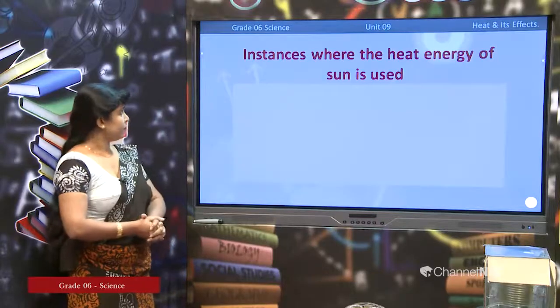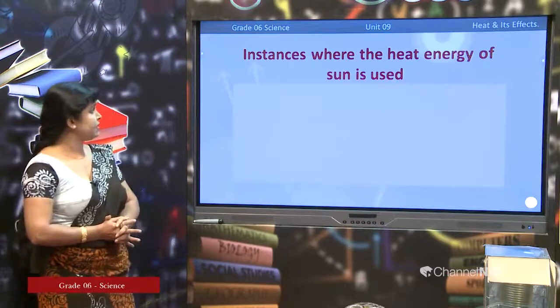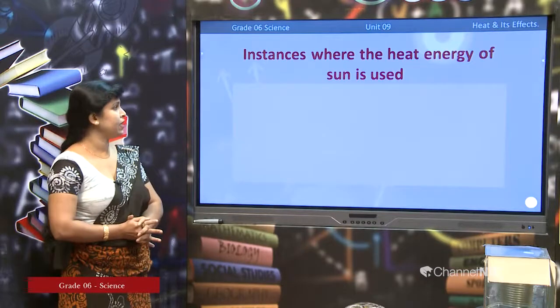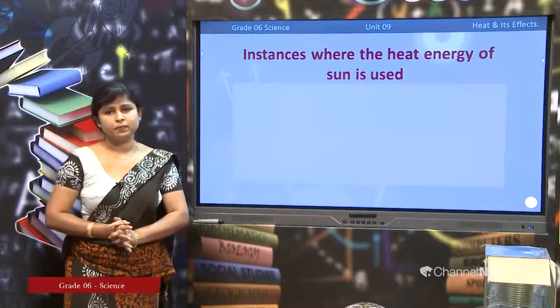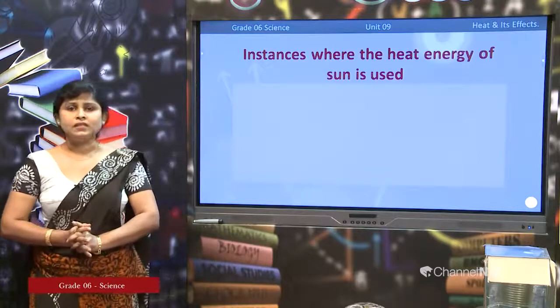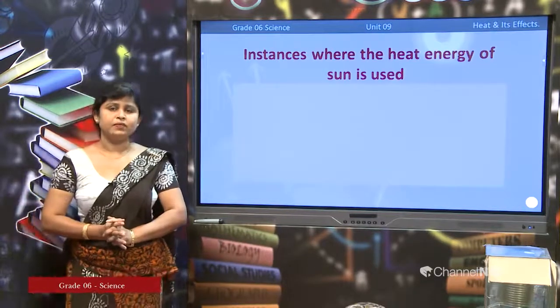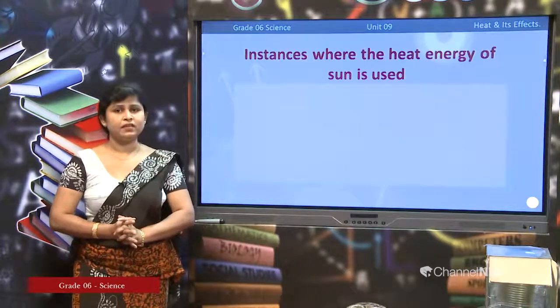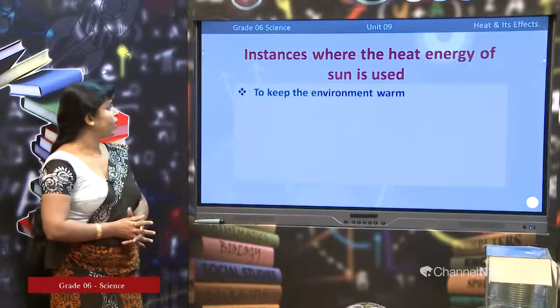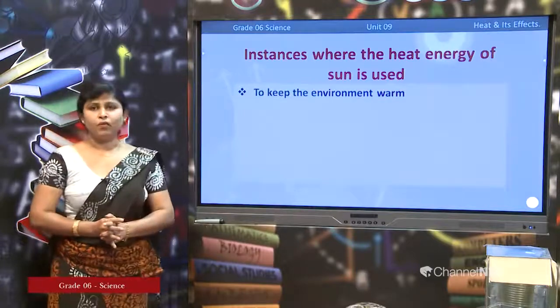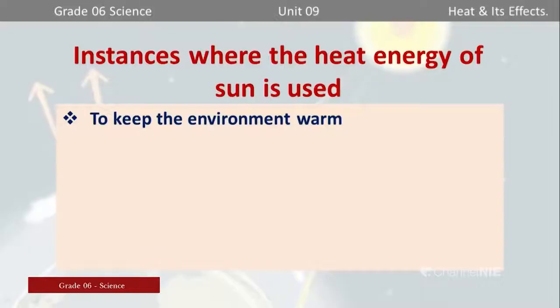Right. Now, let us see what are the instances where the heat energy of the sun is used. You know, the sun is our main source of heat. Let us take one by one. To keep the environment warm: the environment is kept warm due to the heat of the sun.